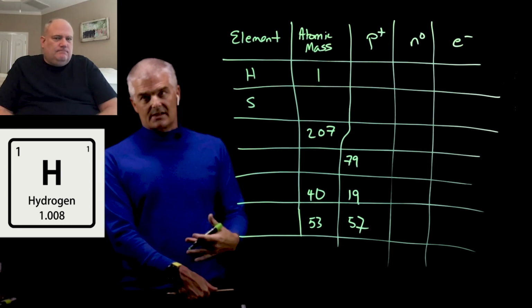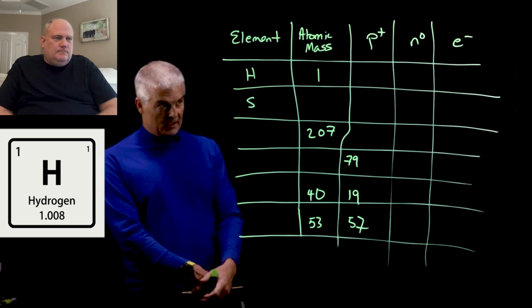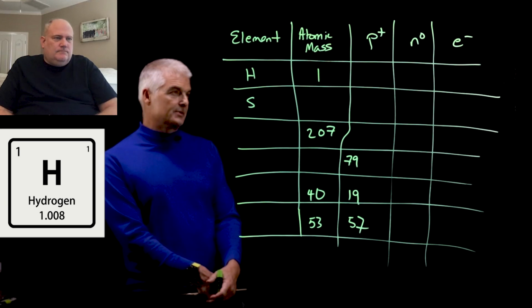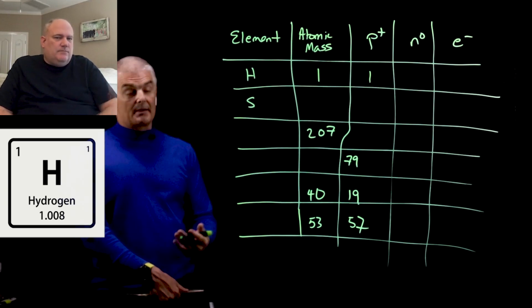All right, and then of course the atomic number is equal to the number of protons, like we said. So how many protons do you have of hydrogen? Just 1. Right, and remember we said this because of the number. Yeah, because it's the number.